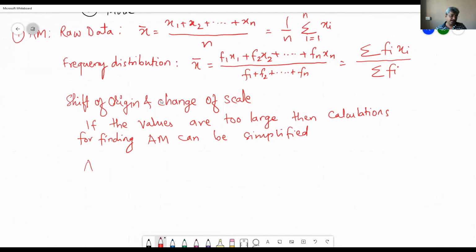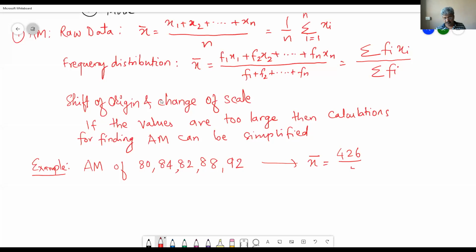So AM, for example, if we were to find out AM of 80, 84, 82, 88, 92, then x bar will be 426 upon 5, which is 85.2. Okay.